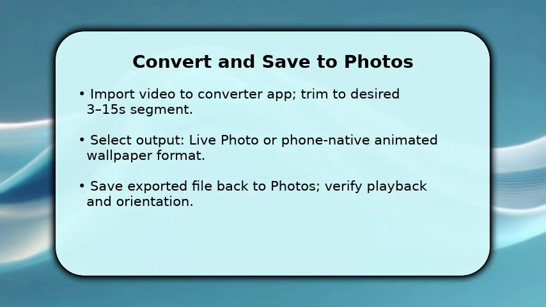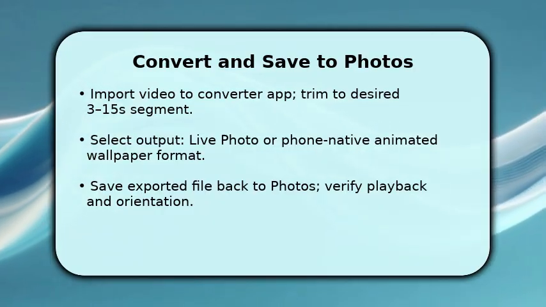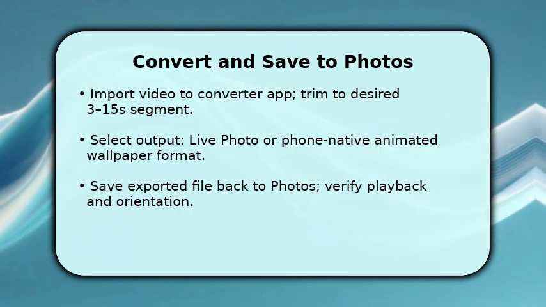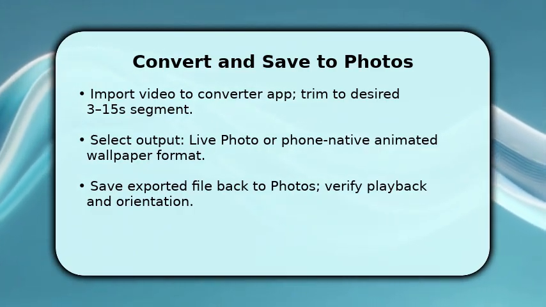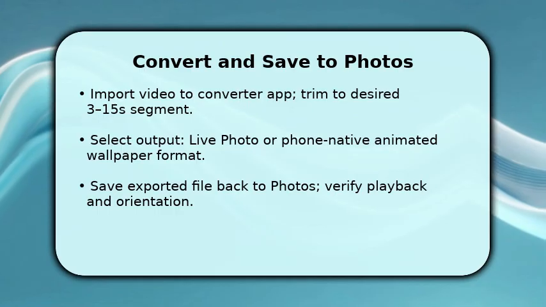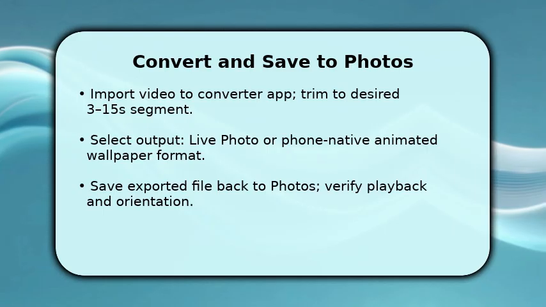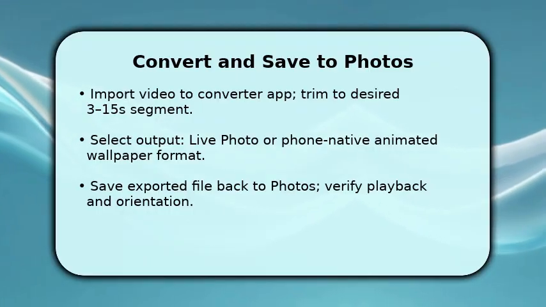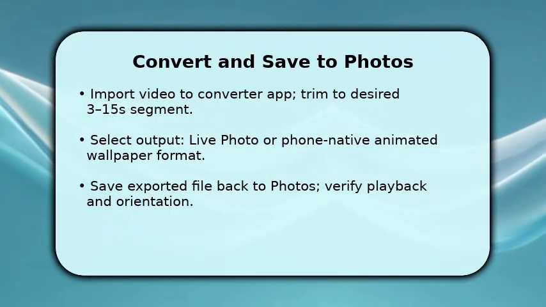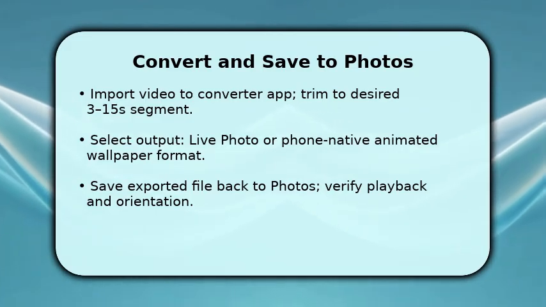Now convert the clip into the phone's required format and save it where the system can read it. Import the video into the converter, trim to the segment you want, and choose live photo or the device's animated wallpaper option. Once exported, go to Photos and play the saved file to confirm it loops, shows proper orientation, and includes any desired zoom/crop. This verification prevents surprises when you set it as your lock screen. If it looks off, reopen the converter and adjust crop or duration.